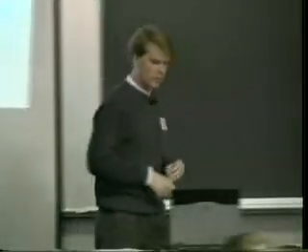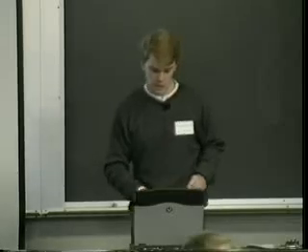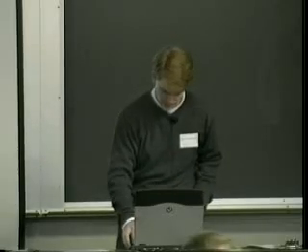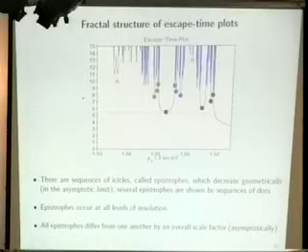So the moral of the story is if we want to understand the structure of the electron pulse trains, we should try to understand the structure of the escape time plots. And of course, it has some sort of a fractal structure to it. And what I'd like to illustrate here are what the regular features of that fractal structure are.